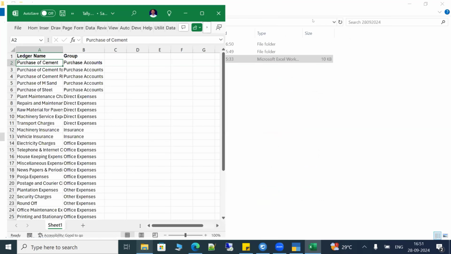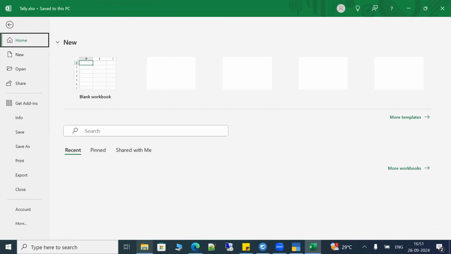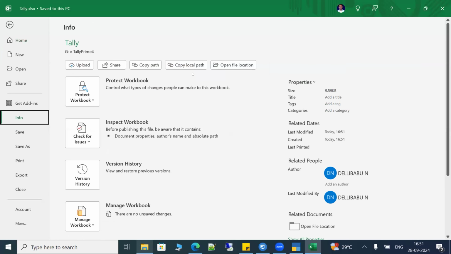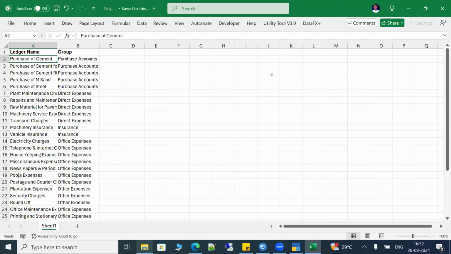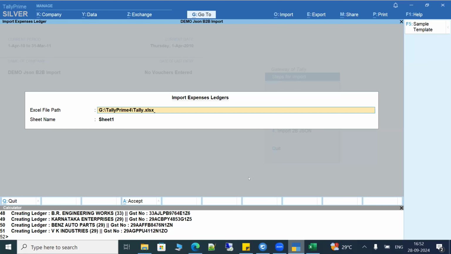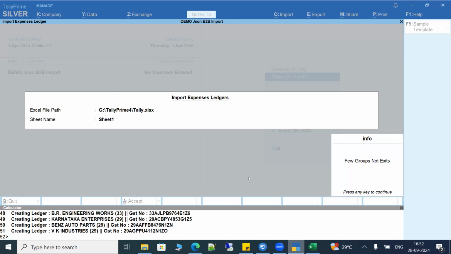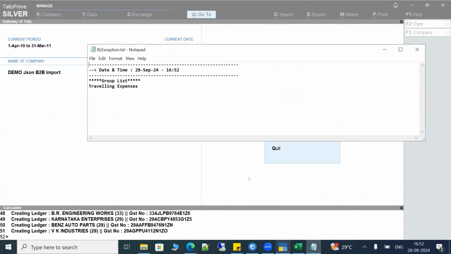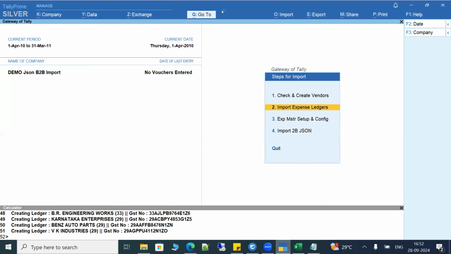Just go to this place, import path. It will come automatically from Sheet1 only. We didn't change anything. A few groups do not exist. Okay, we'll see. This is also one benefit. Maybe we are not creating groups. Here, this group is not there in Tally. We'll just go and create this group manually.